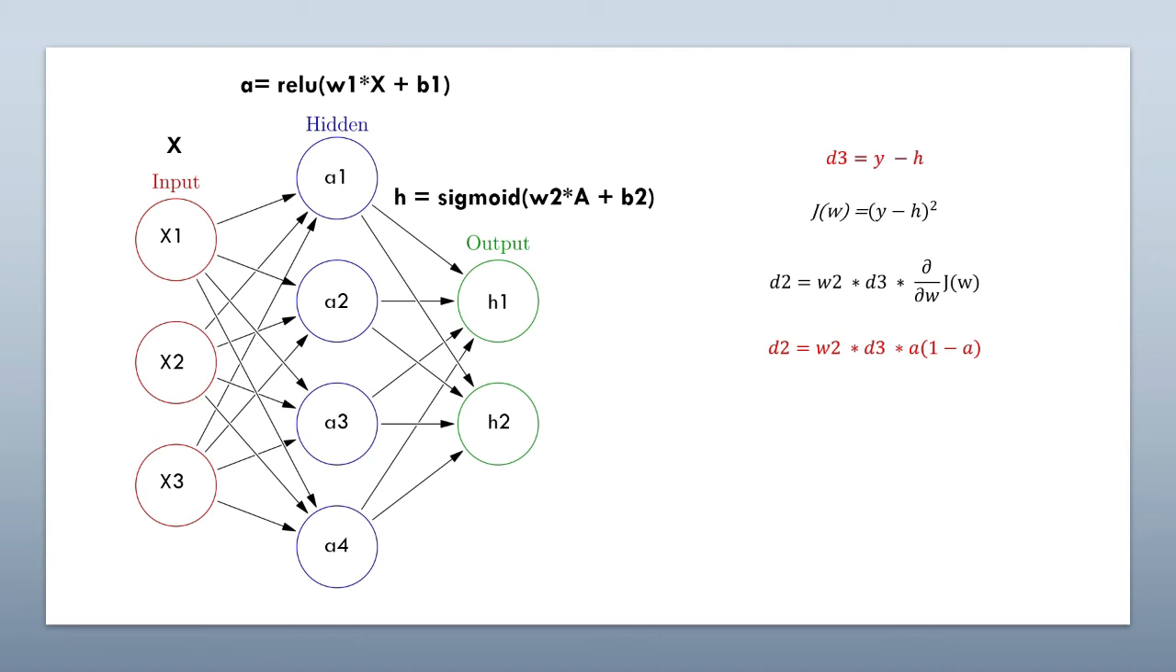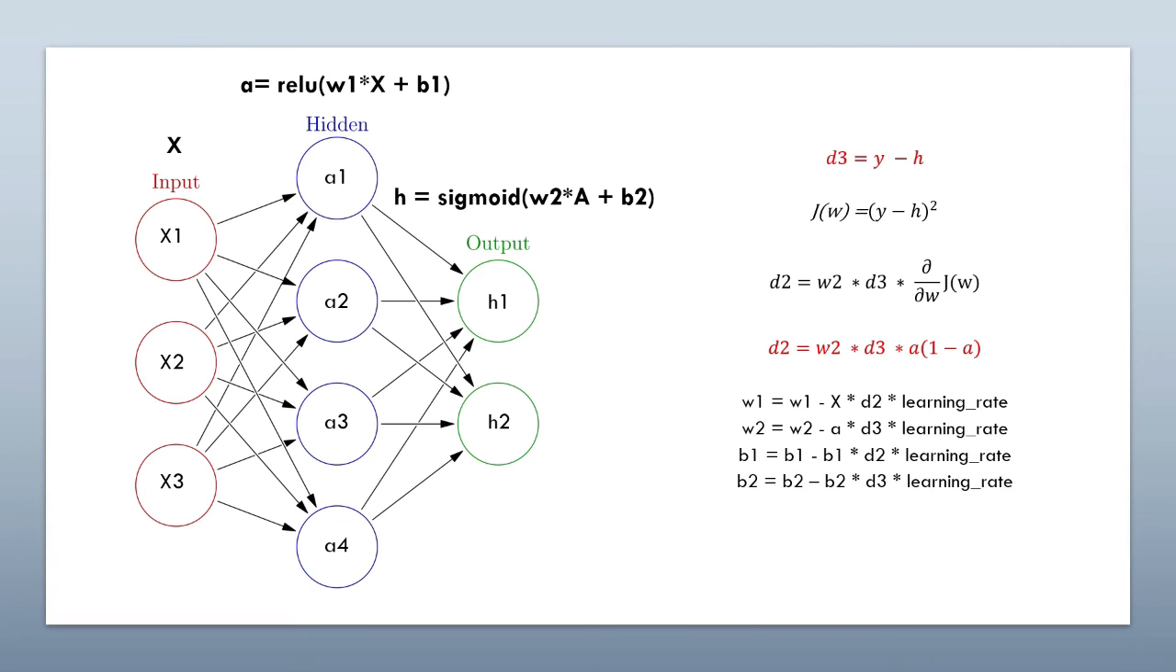So that's pretty much the backpropagation. You can use this D3 and D2 to update the weights and biases. Our new weight W1 should be W1 minus X times D2 times learning rate. We'll talk about learning rate a little bit later. And W2 equals W2 minus A, where A is the hidden neurons, times D3, the D3 that we calculated, times learning rate. In the same way, you can update the bias terms B1 and B2 as well.